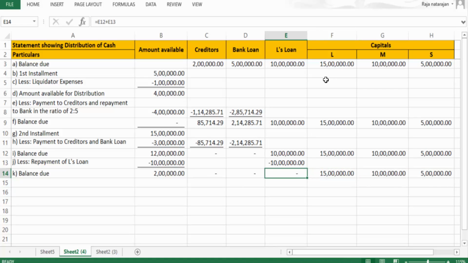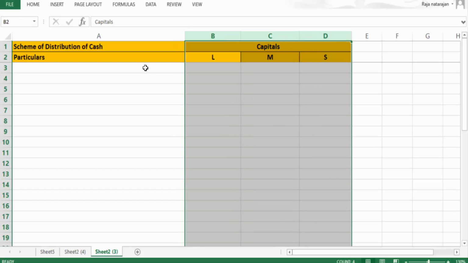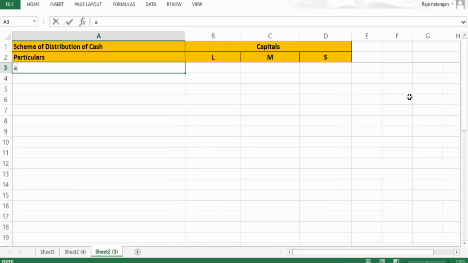Now comes the real problem, because we have to pay this 2 lakhs, but there are three partners with big obligations. So now what we are going to do is make use of the higher relative capital method. For distributing this 2 lakh, I'm going to open a small worksheet where we will bring in the profit sharing ratio, and we'll see how it is going to look. So this is the worksheet where I have a column for particulars and for all the three partners. First let's capture what is the balance due, which we can pick up from there.